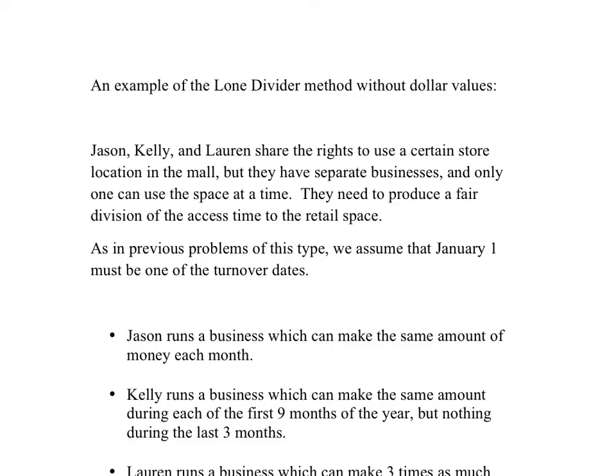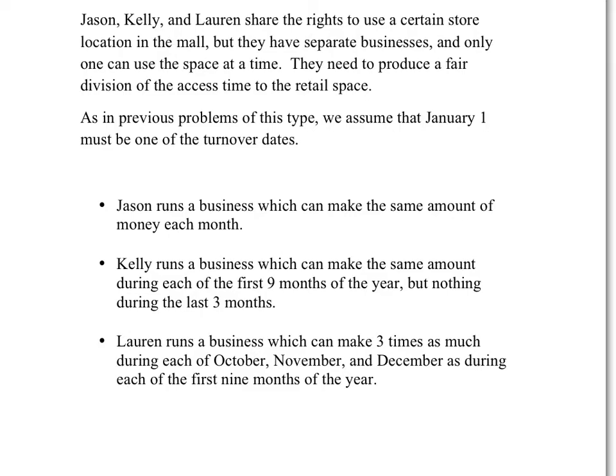As in previous problems of this type, we're going to assume that January 1st must be one of the turnover dates. So in other words, ultimately, one player is going to get the space from January 1st until a certain date. We're given the following preference information, which does not involve any dollar values, but is going to invite us to set up a point scheme, or something equivalent.